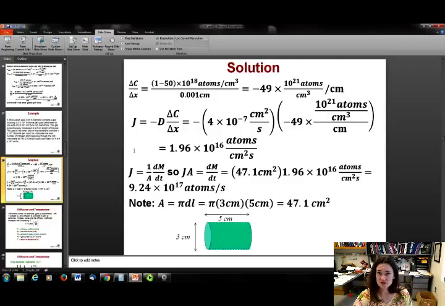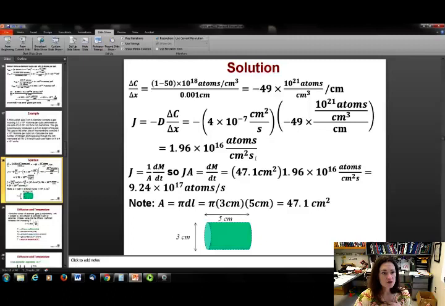Now, my full equation for Fick's first law is J is equal to minus D delta C over delta X. So I've already calculated delta C over delta X, and I put that into the equation. And then the problem told me that the diffusion coefficient for nitrogen, that's D, is 4 times 10 to the minus 7 centimeters squared per second. So now I put that in. And then that gives me my value of J, which is 1.96 times 10 to the 16 atoms per centimeter squared per second.